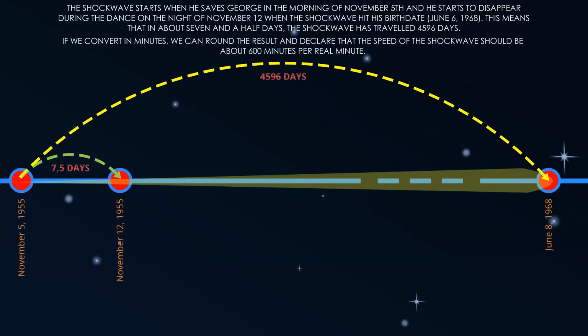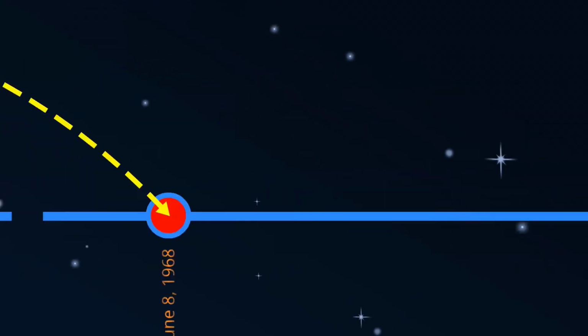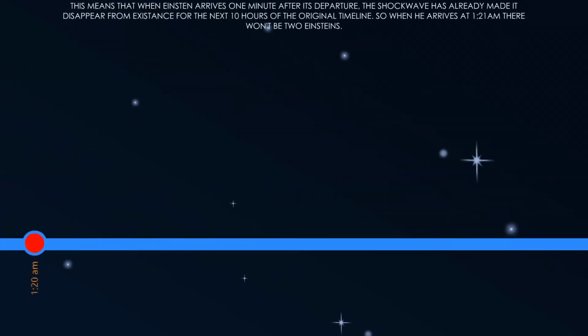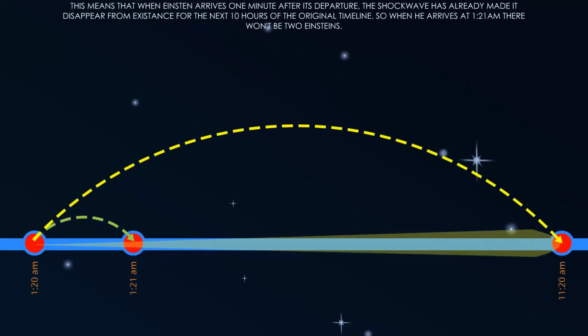If we convert to minutes, we can round the result and declare that the speed of the shockwave should be about 600 minutes per real minute. This means that when Einstein arrives 1 minute after his departure, the shockwave has already made him disappear from existence for the next 10 hours of the original timeline. So when he arrives at 1:21 a.m., there won't be two Einsteins.